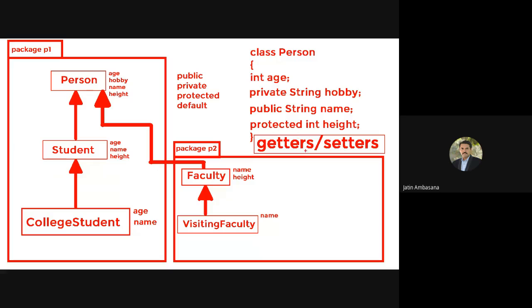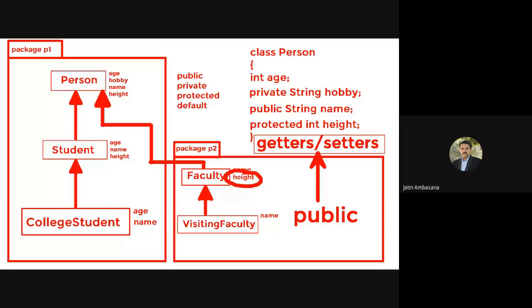And these getters and setters normally have the public visibility modifier. So using getters and setters, you can get the name, the height, the hobby and age, and you can even set them. Understand? So that is possible. But this direct access is not possible.